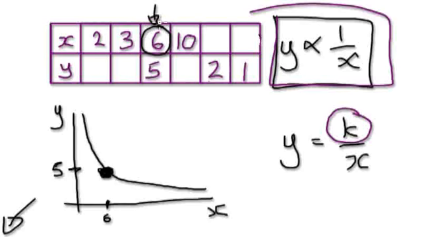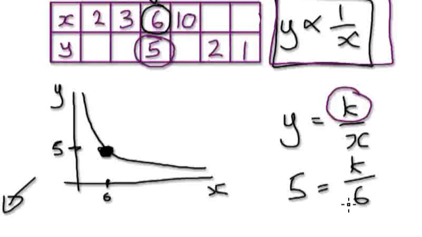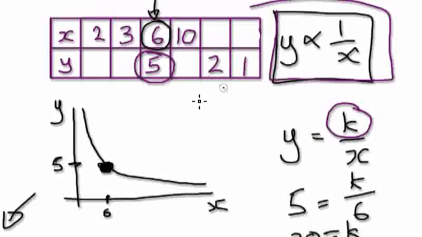So at this point, put the 6 into the x, and the y value, which is 5, goes into the y. So 5 equals k over 6, and then it's just a matter of working out k. Times both sides by 6. So this will be 30 equals k. Our equation here would be y equals 30 over x. Sorry, I made a silly mistake there. It would be k is 30.